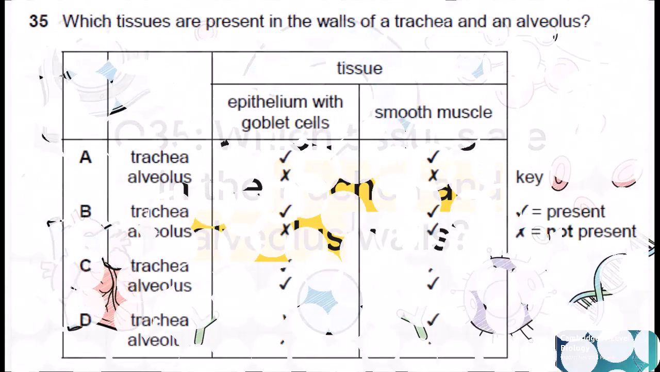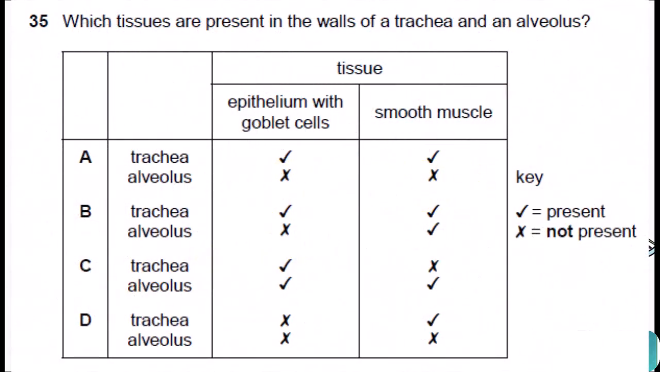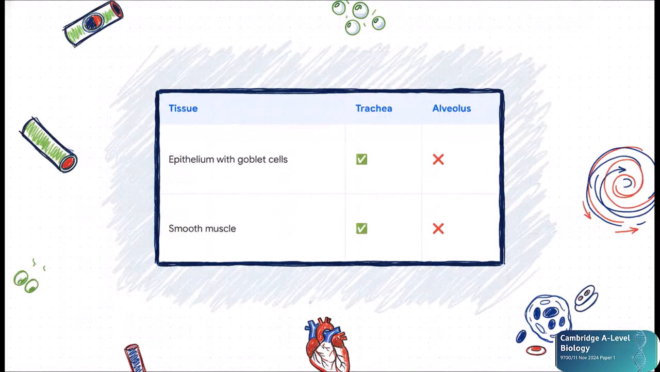Now for question 35, we've got to compare and contrast. You have to think about what the trachea and the alveoli are built for. What are their jobs? And what tissues would they need to do those jobs effectively? This table just lays it out perfectly. The trachea is your main airway. It needs to be able to protect itself with mucus, so it has goblet cells, and it needs to control airflow, so it has smooth muscle.